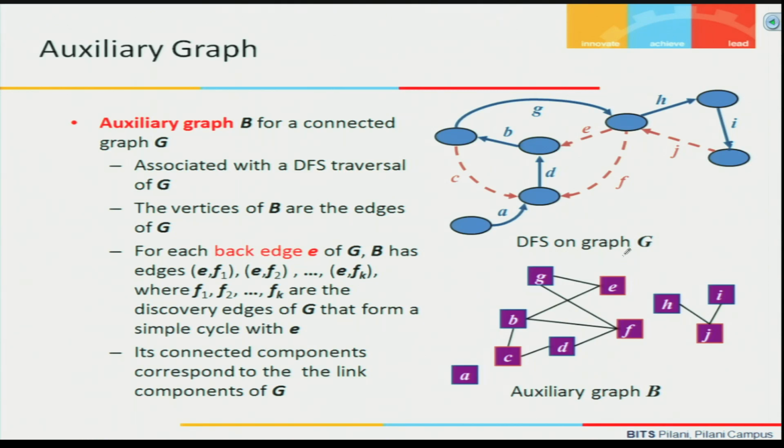Now, we see that this is a biconnected component. There are no separation vertices or separation edges. So, its connected components will correspond to the link components of G, which in turn are going to give us the biconnected components of the graph G.